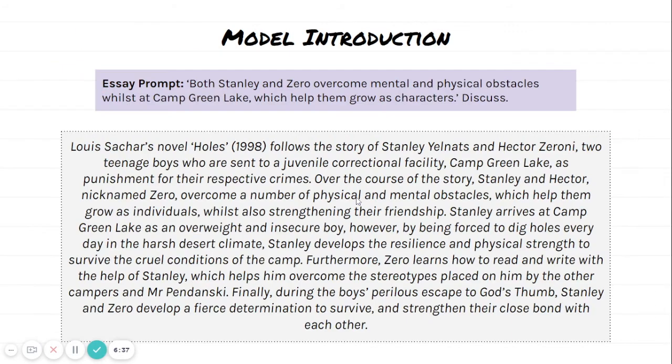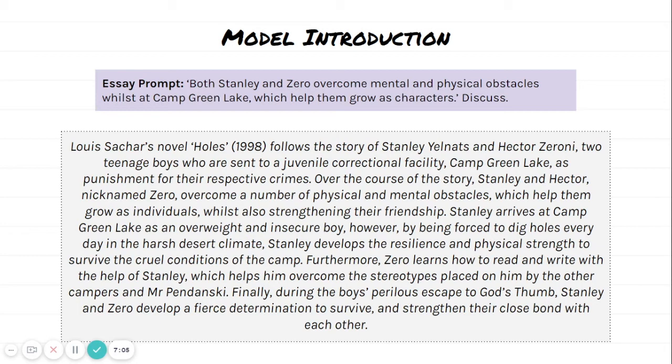So let me show you guys an introduction that I wrote based on the essay topic in purple here. Both Stanley and Zero overcome mental and physical obstacles whilst at Camp Green Lake, which help them grow as characters, discuss. So I'm going to read this introduction with you guys, and then I'm going to show you a different version of this introduction that has been color-coded in accordance with the 4 essential elements of an introduction. So let's read this together.